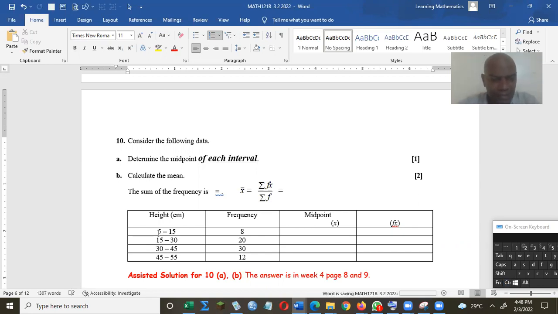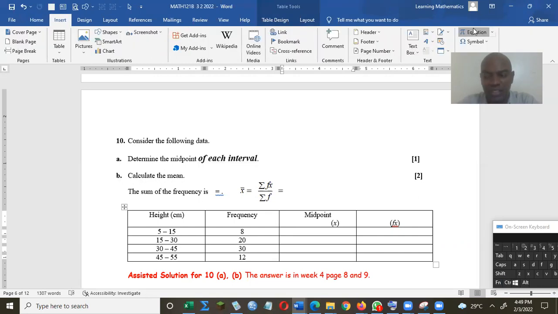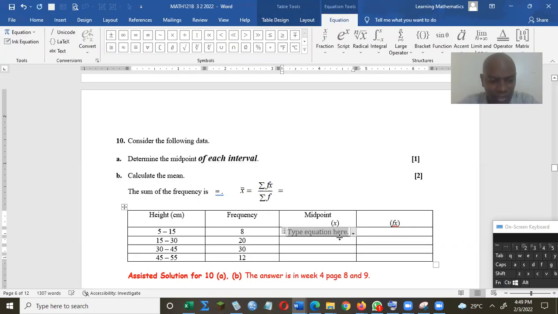These are the intervals: 5 to 15, 15 to 30, 30 to 45, 45 to 55. Each interval has a lower boundary and an upper boundary. So for example, the midpoint of this first interval is the lower boundary plus the upper boundary, divided by 2. You can get information in week 4, pages 8 and 9 with regards to intervals.